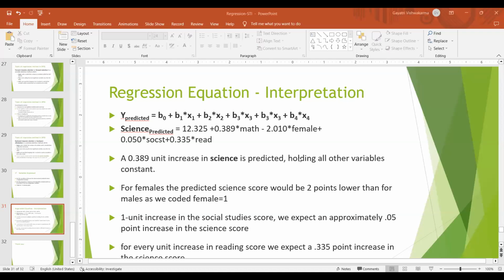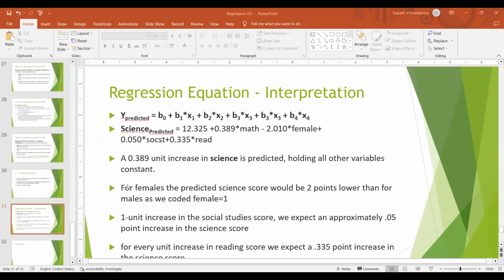Okay, and how you have to interpret that: a 0.39 unit increase in science is predicted, holding all other variables constant, for maths. And for female, the predicted science score would be 2 points lower, because it is coming here with these variables as -2. It was coming earlier as -3.5 something. So 2 points lower than the males, as we coded female as 1. If we want to interpret for the male, we have to code it differently, so that coefficient will change. It will be positive if you just change the coding.